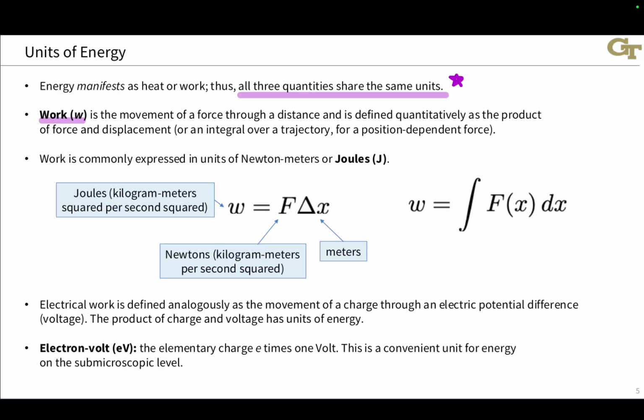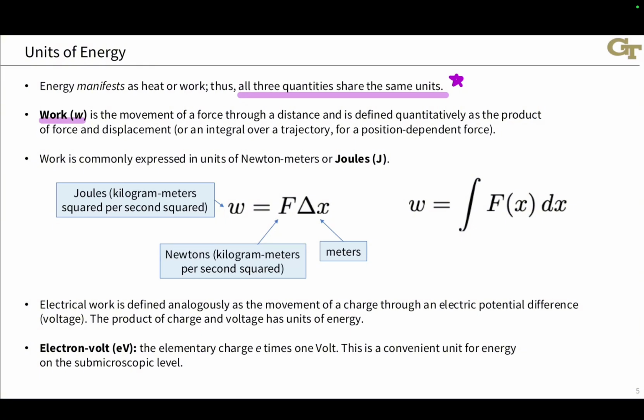Energy manifests itself in thermodynamics in two ways, either as work or heat. Because of this, all three quantities, energy, heat, and work, share the same units. Any unit that we can use for work, we can use for energy. We can also use it for heat. Any unit we can use for heat, we can use for energy and work, etc. They all share the same units.